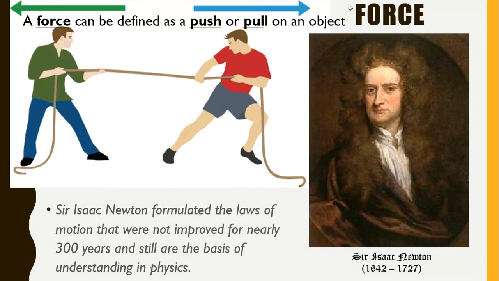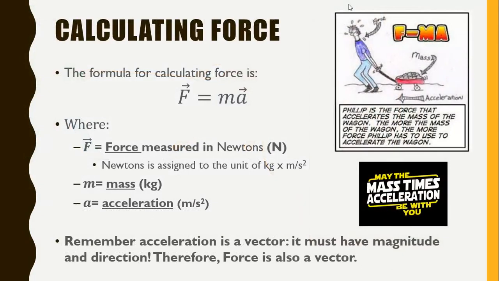Now, an object will stay at rest unless a push or a pull, or force, is applied to it. An object will stay in motion and continue down that track in that direction unless a push or a pull, a force, is applied. So we can mathematically calculate these pushes and pulls, these forces, using the formula F equals ma. You'll notice that there are arrows over the F and the A, and those arrows signify that these things are vectors. What that means is there's a direction.